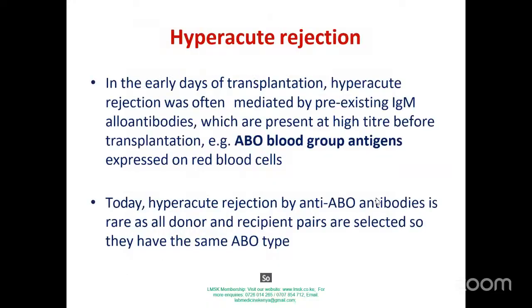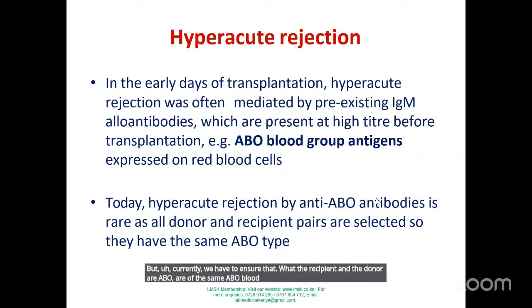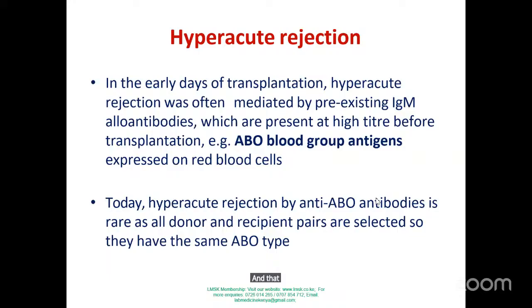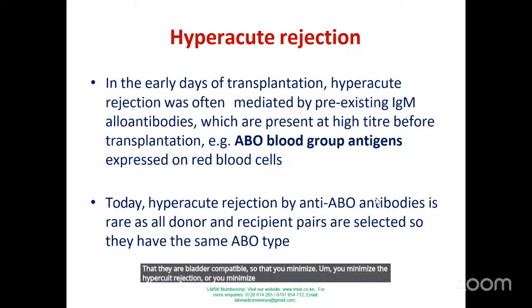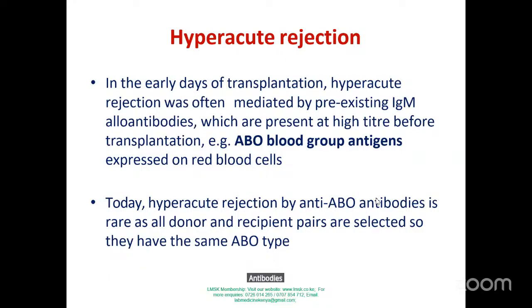In the ancient days, this was mostly associated with the ABO blood group antigens, but currently we have to ensure that both the recipient and the donor are of the same ABO blood type, and that their blood is compatible, so that you minimize hyperacute rejection. You minimize having antibodies in the system of the recipient that would attack the graft almost immediately.